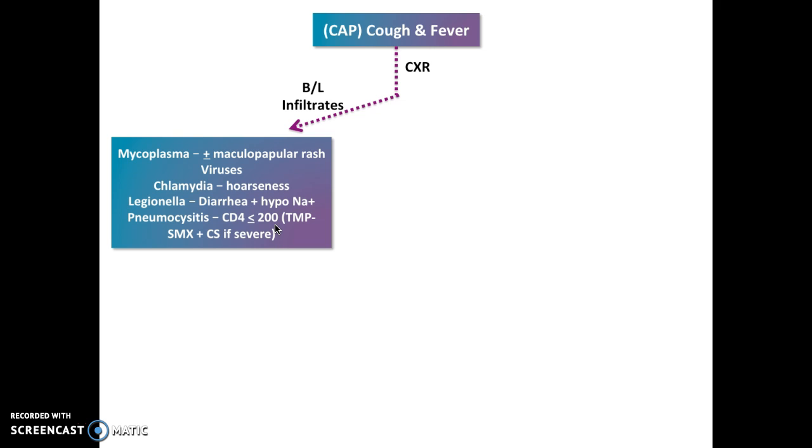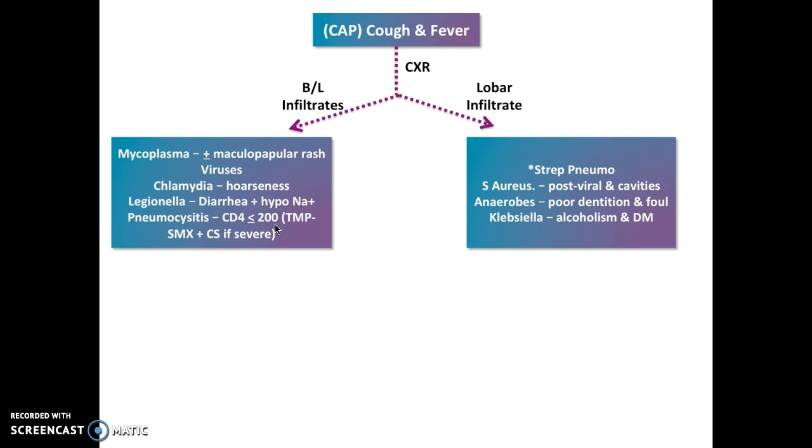On the flip side, if you have a lobar infiltrate, so you see the solid outline of one of your lung lobes, you might have more of a typical community-acquired pneumonia. Like I said, the most common is strep pneumo.